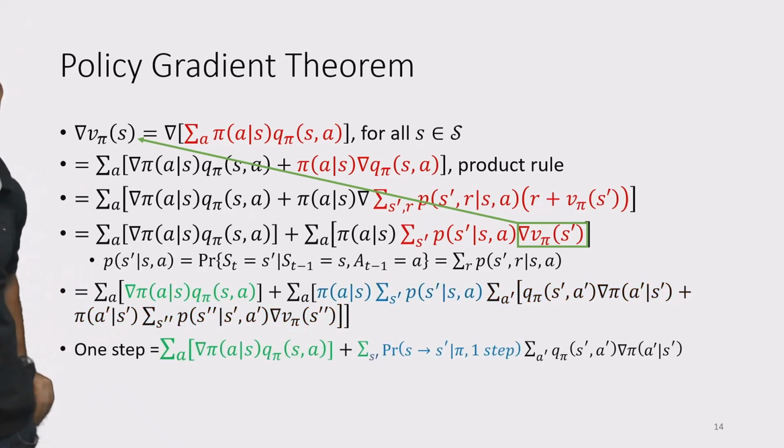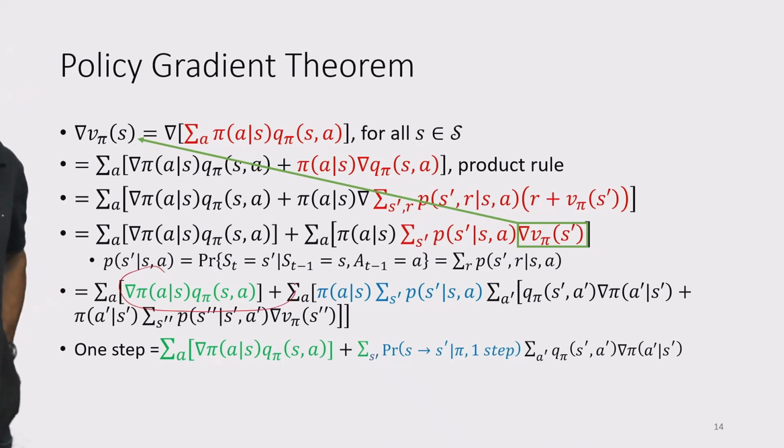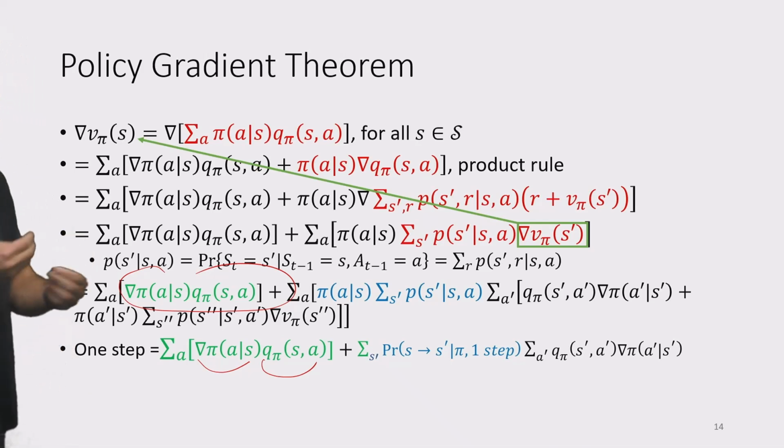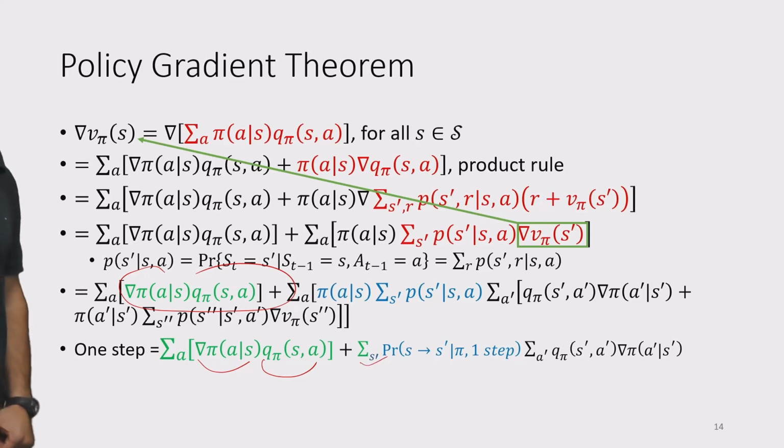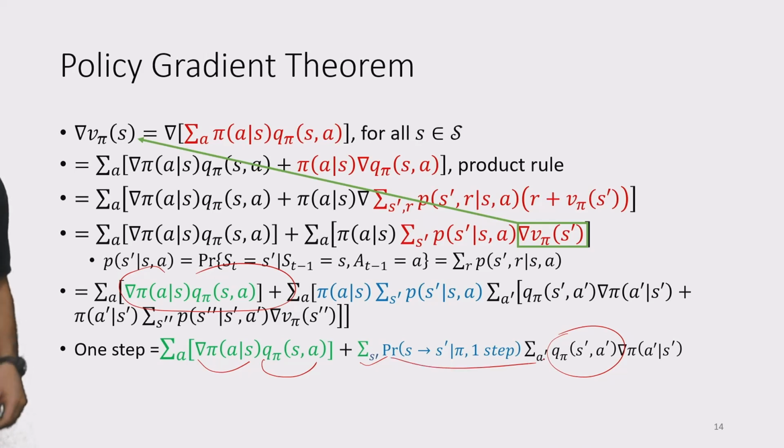So how would this look if we only consider a one-step trajectory? In the one-step trajectory, it would simply be the gradient in our policy multiplied by the Q value of the current state and the action that we're going to take based on the action distribution in our current policy, plus, over all possible states in our environment, the probability of arriving at that next state in a single time step, by moving from state S to that next state, multiplied by the Q value for that next state and the probability of taking the action that might lead us to that next state, multiplied by the probability of arriving at that next state.